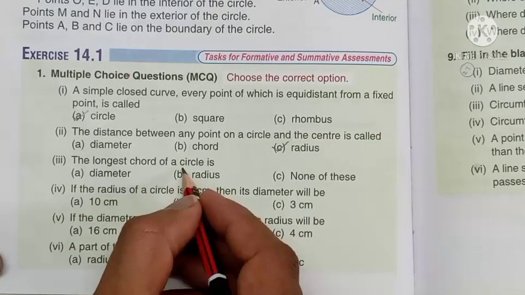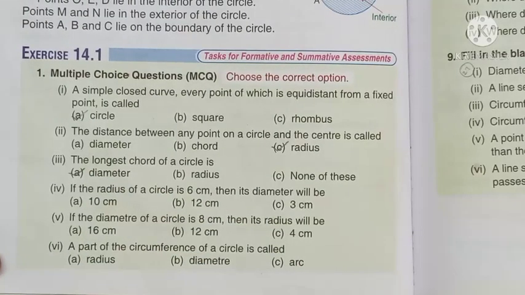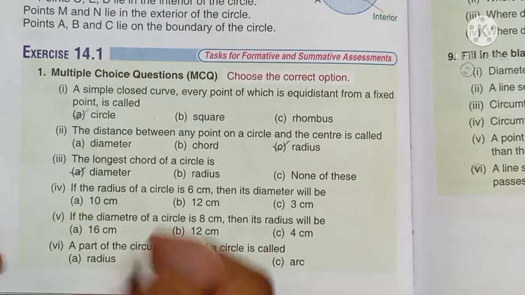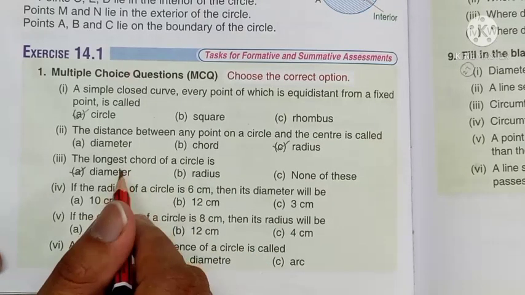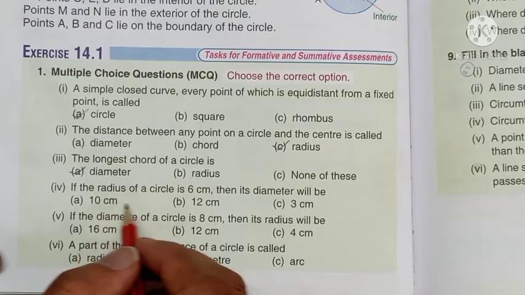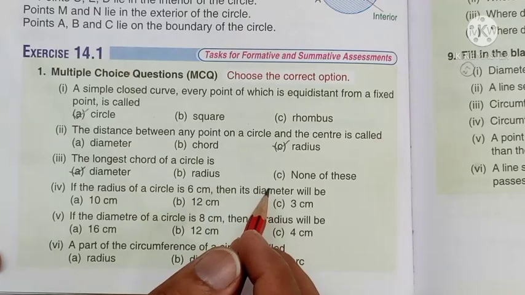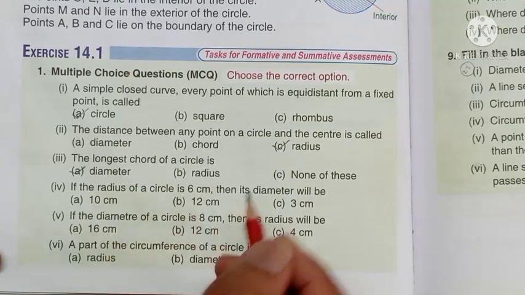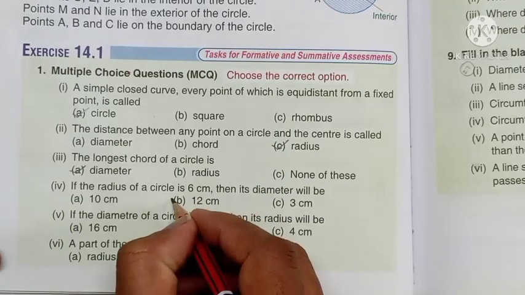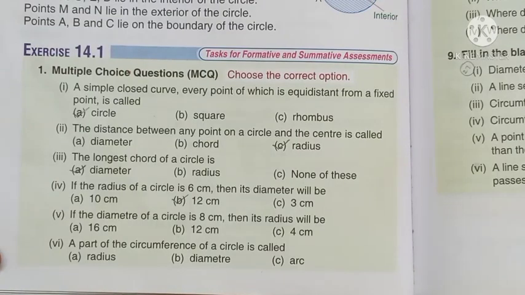The longest chord of a circle. These MCQs are from the points which I gave in the CW yesterday, children. So you can directly mark them. The longest chord of a circle is diameter. Very important point, children. If the radius of a circle is 6 centimeters, then its diameter is going to be 2 times 6. As we are going to discuss these problems in the exercise, just for the time being, 2 times 6 is 12. So mark it 12 centimeters.